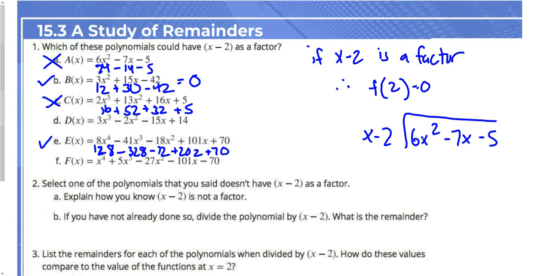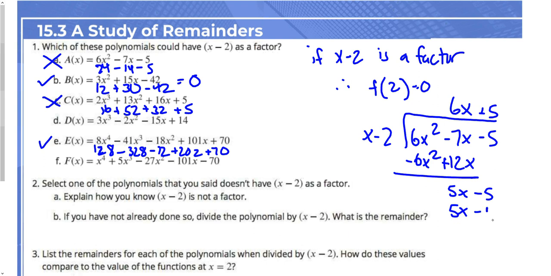Okay, so 6x squared divided by x, that's 6x, minus 12x. Change the sign, so we get 5x minus 5. So x divided by that's plus 5. And then 5 times that, we get 5x minus 10. And we get a remainder of 5. Not 0. So here's one of the first times that you see a long division where you get a value that's not 0 for a remainder.